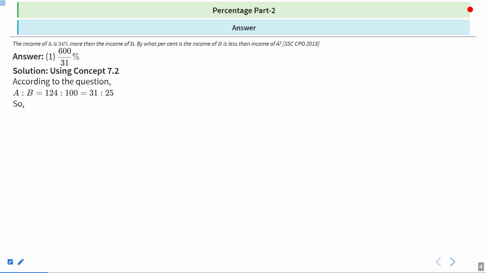So the required percentage will be, now we can clearly see that A is 6 more than B in unit form. So in percentage form, B is 6 less than A. So in percentage form, how much percent is it less? It will be 6 upon 31 multiplied by 100. So we get 600 upon 31%. So B is 600 upon 31% less than A. So 1 is the correct answer. Next one.